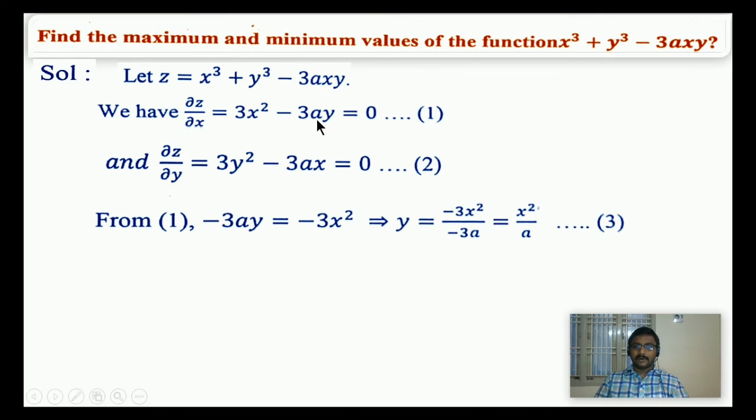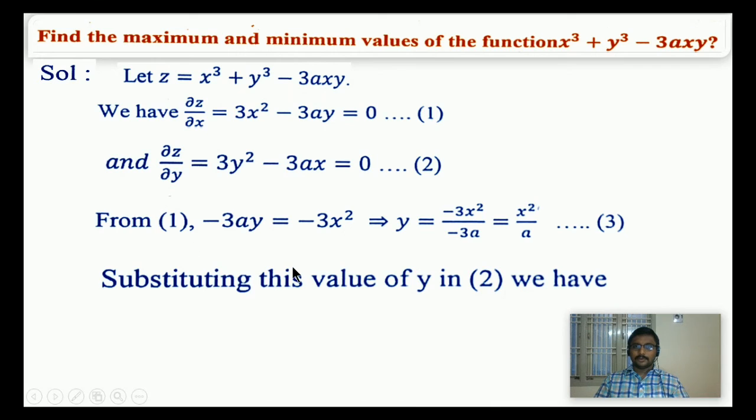So for this, from equation 1, we will have negative 3ay is negative 3x square, which is obtained just by taking 3x square to the right hand side. Now negative 3 gets cancelled. So we will have y value, that is y is x square by a. Let it be equation 3. The equation 3 is substituted in one of the equations.